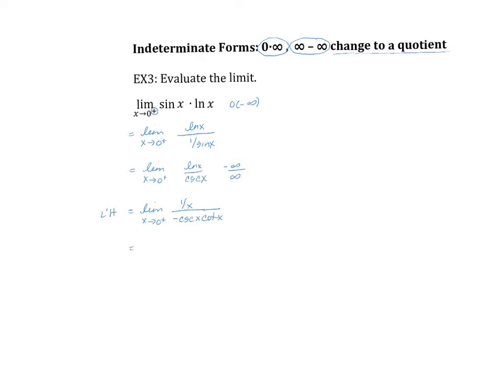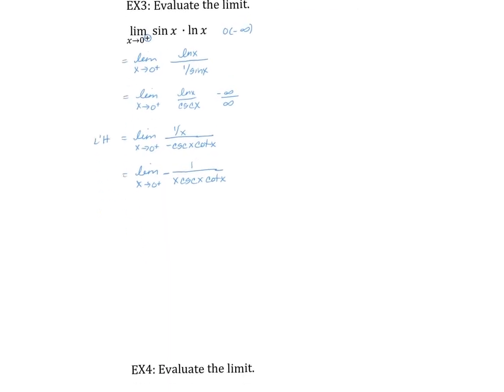Okay, so that's going to be equal to the limit as x goes to 0 from the right of 1 over, I'll just bring the negative out in front, x times cosecant of x cotangent of x. And I did want to play around with this a little bit to remind you of a special limit that we had from Calc 1.